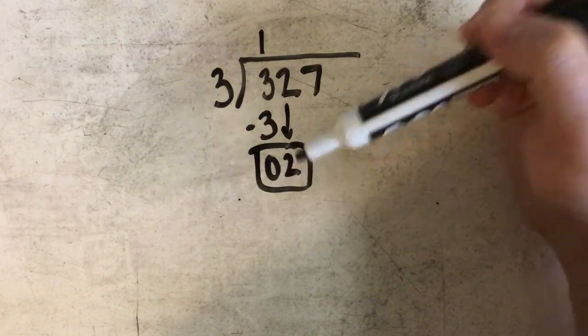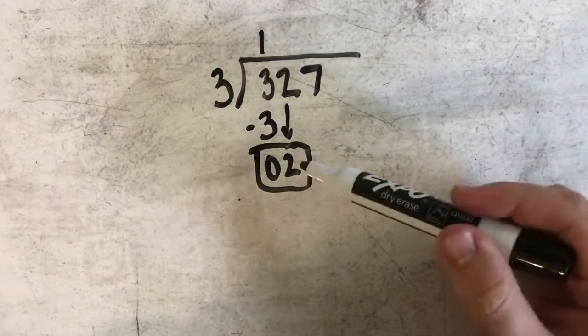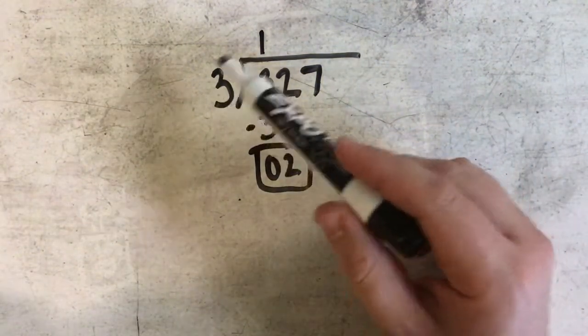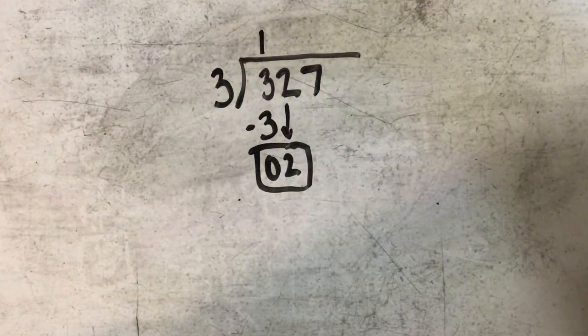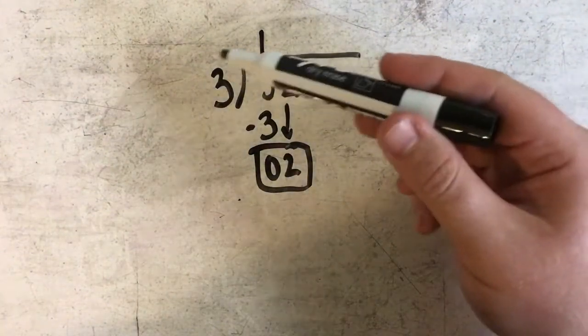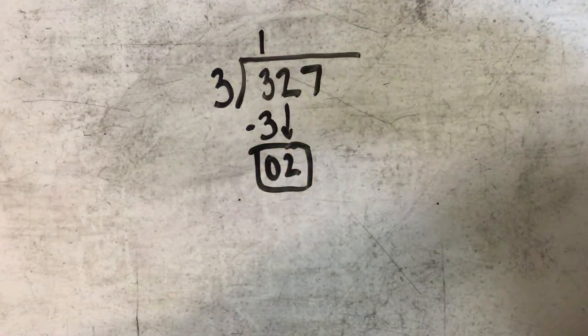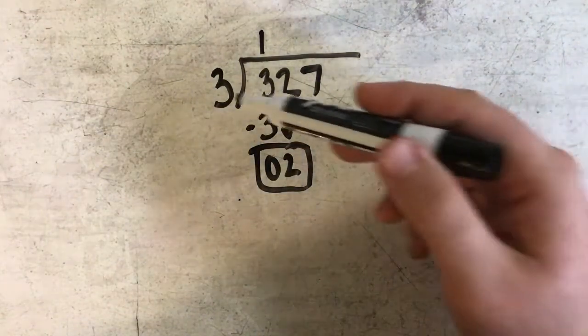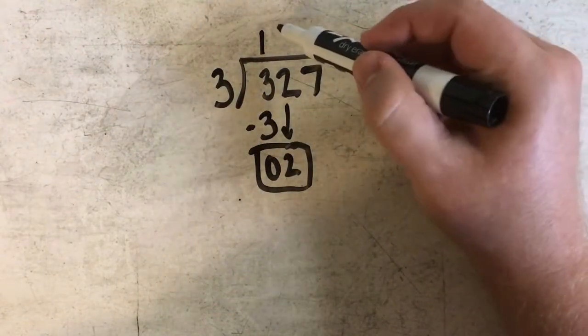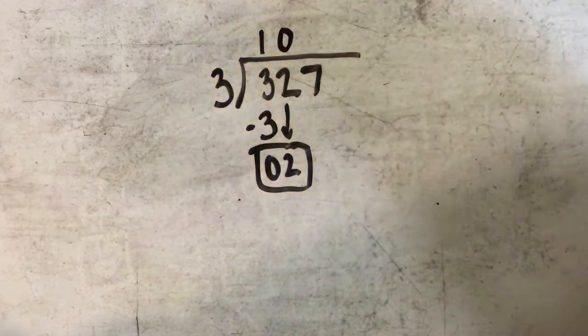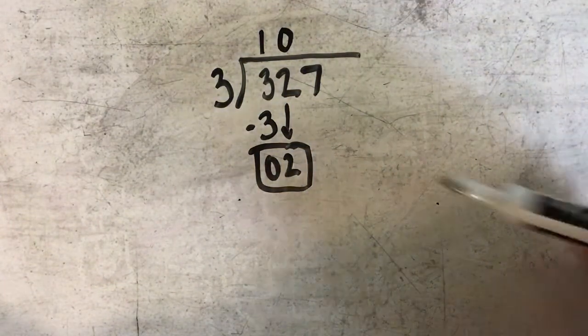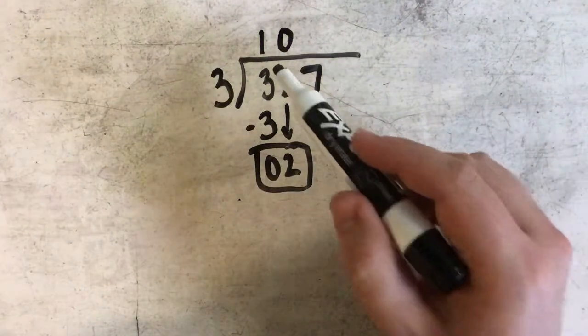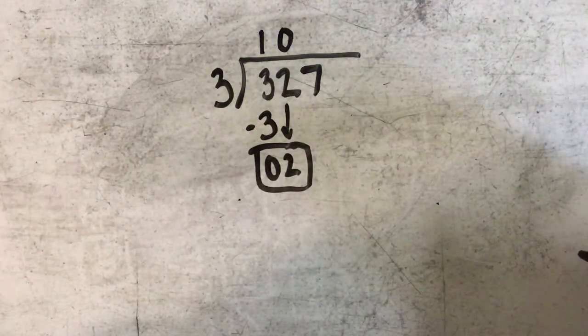Well, it can't divide 2, really. If I only have 2 of something, I can't make even one group of 3. If I only have 2 cookies, I can't give 3 friends 1 cookie each. So I would really say that I can create 0 groups of 3. So I would put a 0 in my answer. And then I'm just going to continue dividing normally.